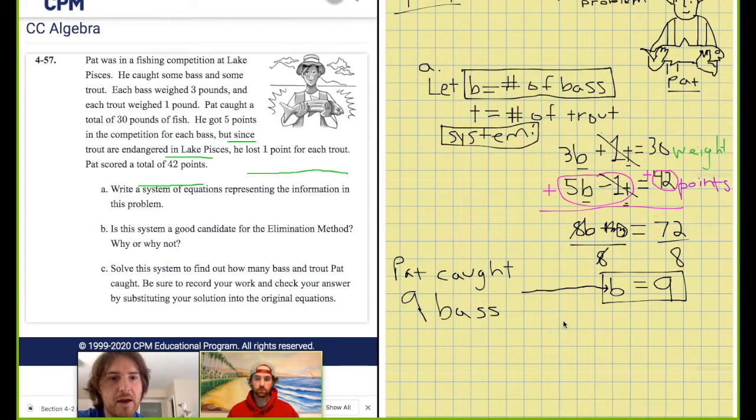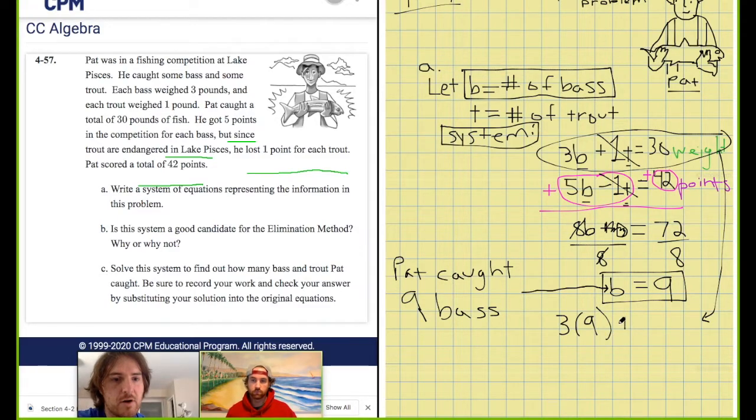So I'm just going to go back to that original equation right here, this weight equation, and I'm going to move that down here. And since we know that B is going to equal 9, we're just going to replace B with 9. And we just have one unknown now, that +1T. And that would have to equal 30. So now I can just solve this equation.